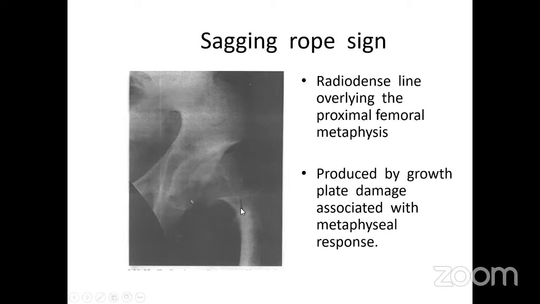Here you can see this is one. It's a radiodense line overlying the proximal femoral metaphysis. Actually, an overlap. You can see that the femoral head is overlapping the metaphysis. That is seen in the advanced stage or healed stage. So that is called a sagging rope sign.